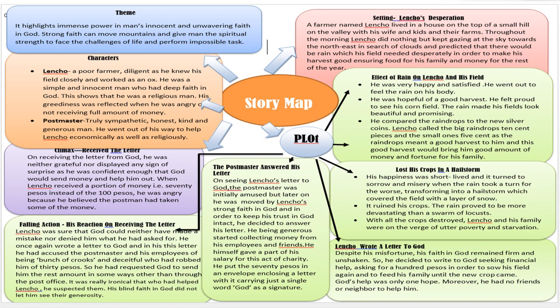Lencho, who is the protagonist, was a poor farmer, diligent as he knew his field closely and worked like an ox. He was a simple and innocent man who had deep faith in the Almighty. This shows that he was a religious man. His greediness was reflected when he was angry on not receiving the full amount of money. Whereas the postmaster was a truly sympathetic, honest, kind, and generous man. He went out of his way to help Lencho economically as well as religiously.